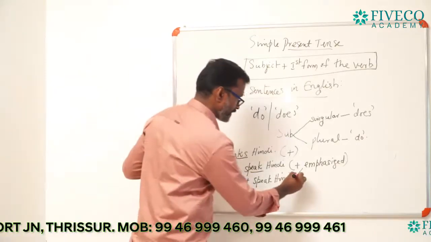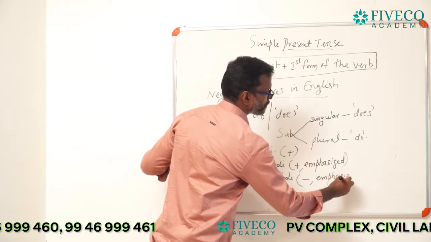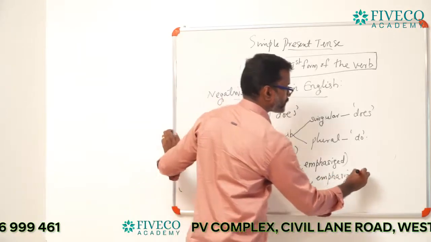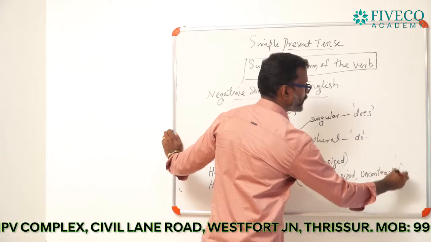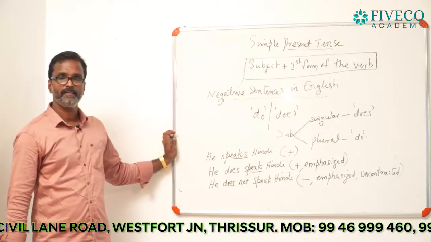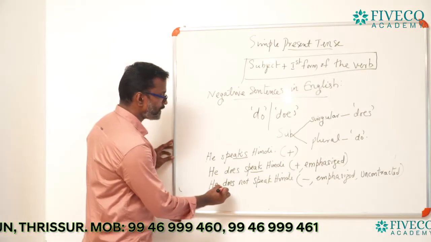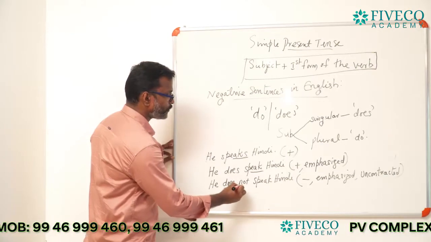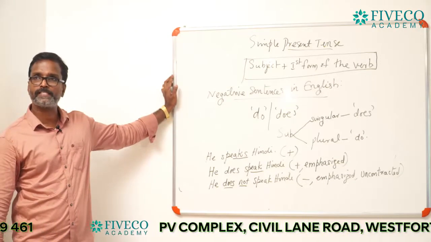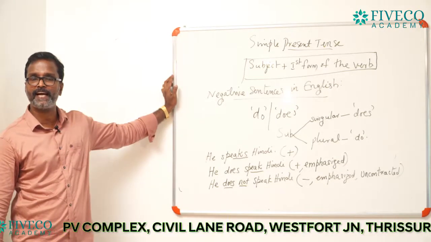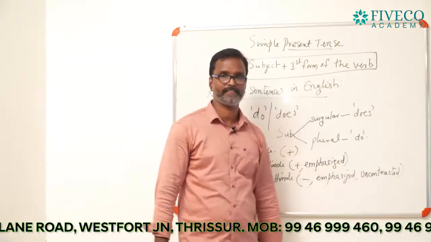So the sentence is negative and emphasized and uncontracted. You know what is uncontracted? Do you have an idea about uncontracted? Uncontracted means the auxiliary verb does and not stand separately. So that's why it is called uncontracted.